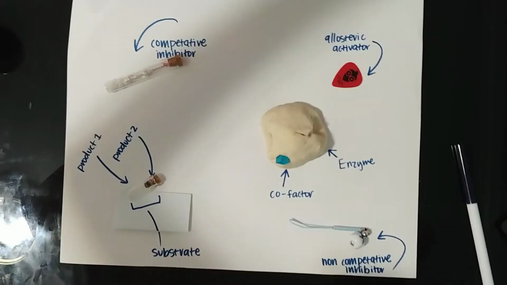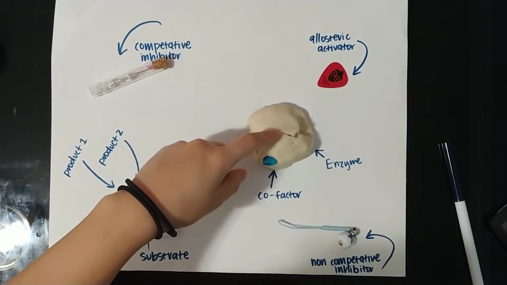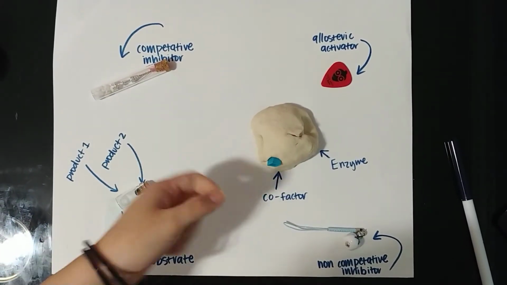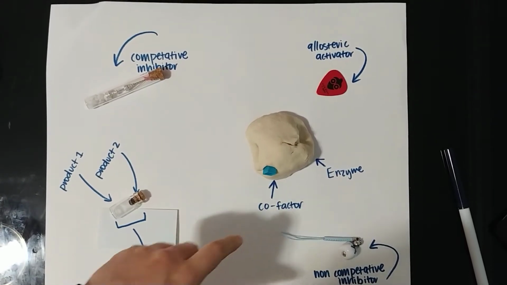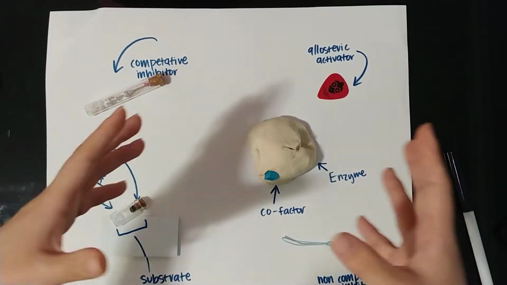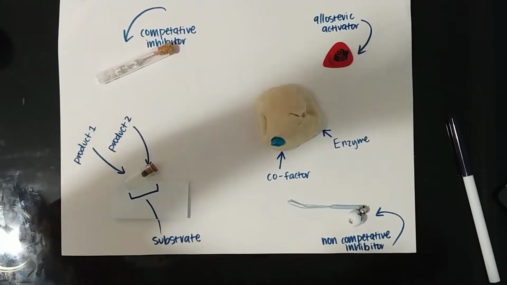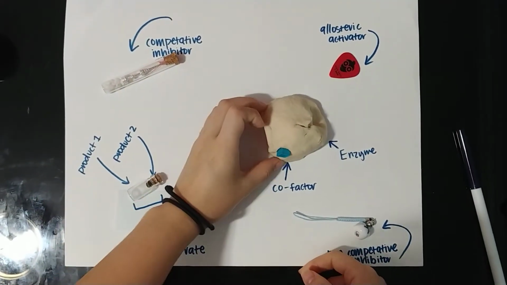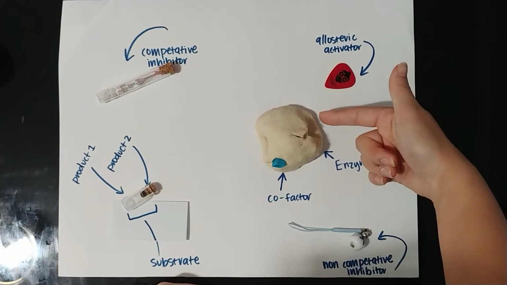All right, so take 5. This piece of dough is going to be the enzyme. And this little thing that is attached to the enzyme is the cofactor. The cofactor binds to the enzyme in order for the reaction to catalyze properly, and it helps the reaction to properly happen.